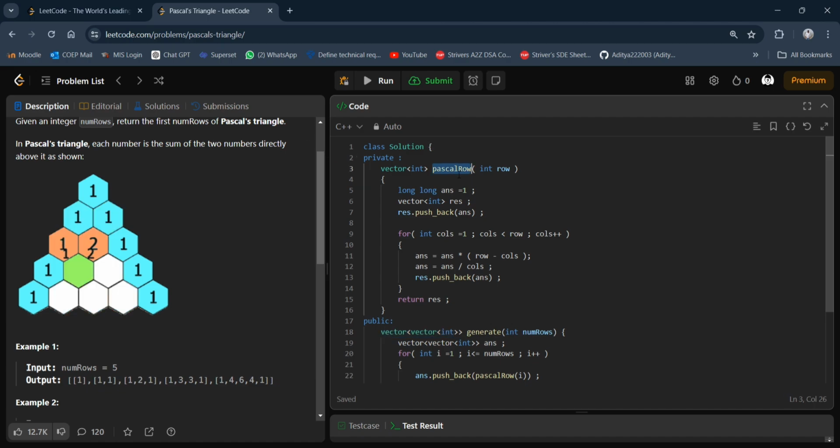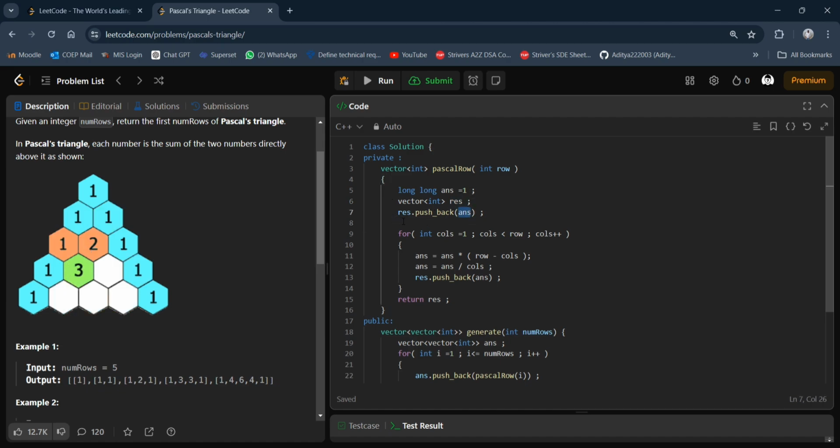Here the long data type is mostly preferable for large calculations. There may be certain cases where we don't know whether the calculation will exceed the int limit, so that's why I have taken long. I have assigned answer the value 1 because the first row always consists of 1. I have also created a result vector, and in that vector I have pushed the answer, that is 1. So the 0th row is all clear.